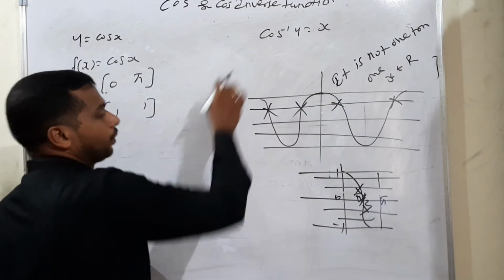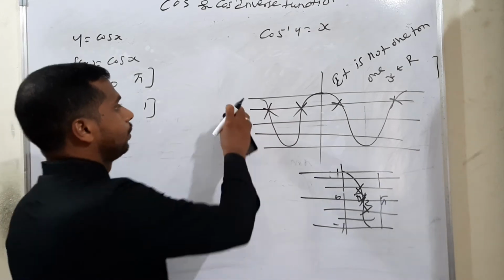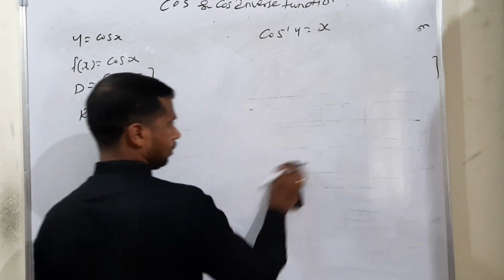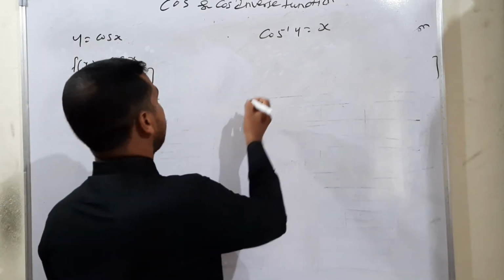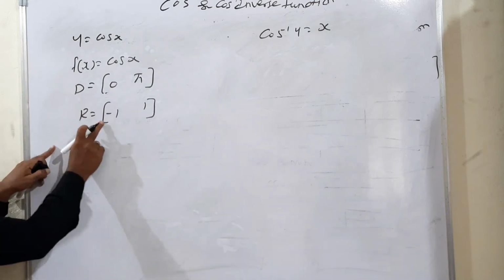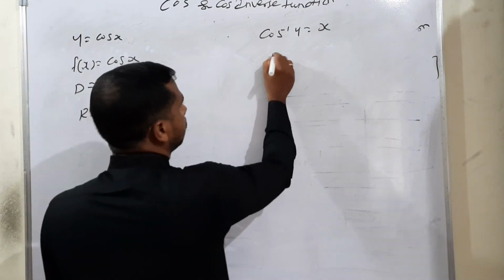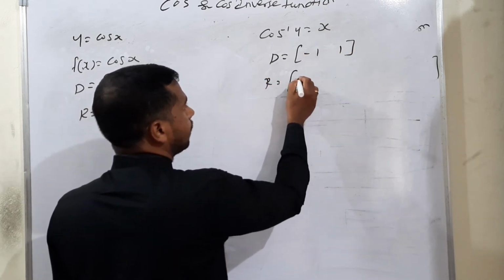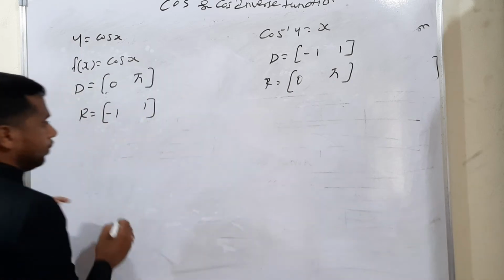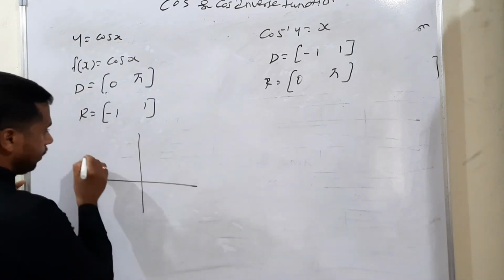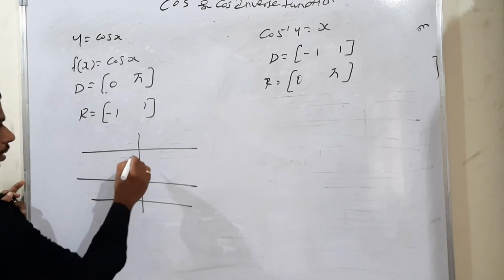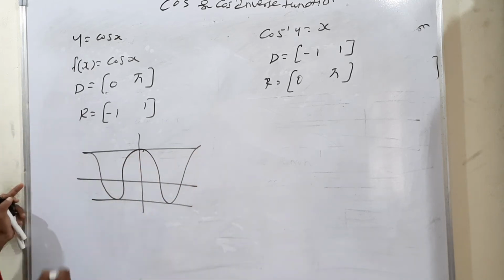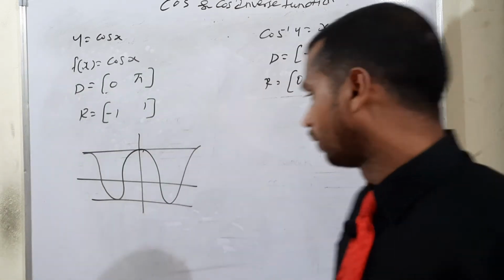Okay. Now I am moving to the cos inverse. For cos inverse the values are just reversed. Reversed means the domain we can write as minus 1 to positive 1, and the range we can write as 0 to pi. So this is the normal cos graph, one cycle. Then how to draw the inverse function?